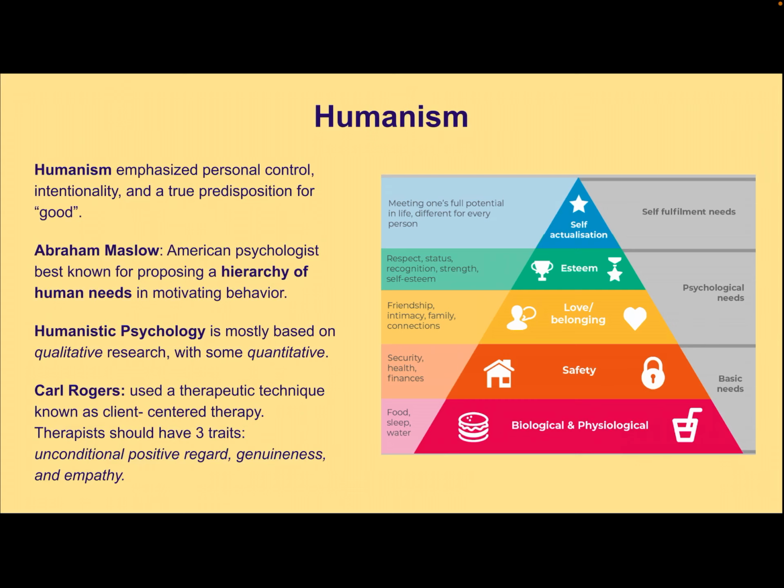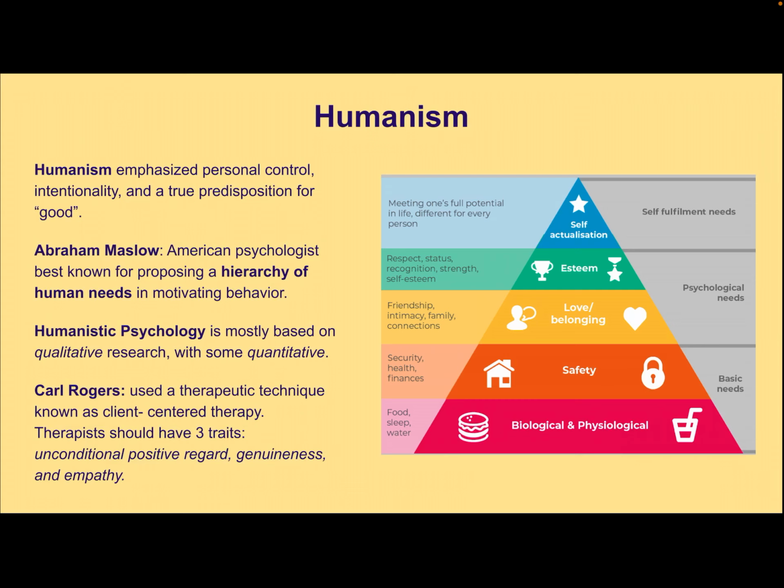It's worth mentioning that humanistic psychology is mostly based on qualitative research as opposed to quantitative. So qualitative is using words to describe things as opposed to numbers. It doesn't mean it's not scientific, and it doesn't mean it's not objective, but it's a different type of research when we're writing down words instead of numbers, when our data is made up of categories instead of values.